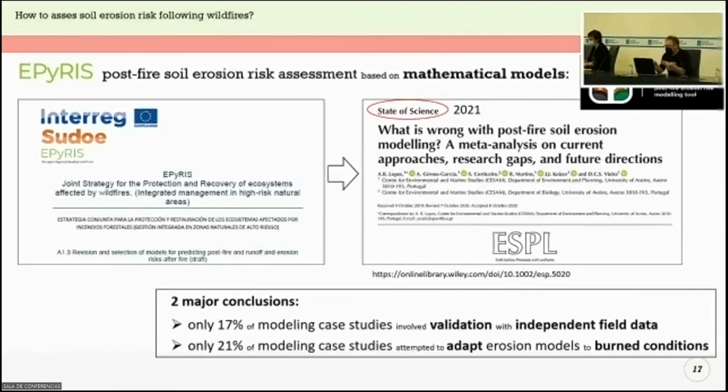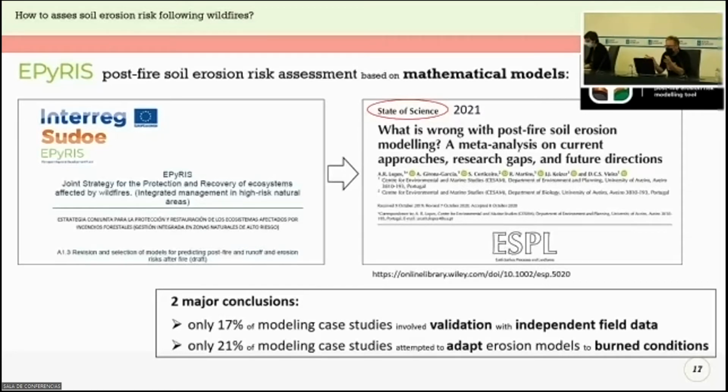And what I want to bring here are the 2 major conclusions of this paper. The first is that only a very limited amount of the studies that are published actually do a validation of the model with independent data. I won't explain in detail, but basically this says that the robustness and the reliability of the predictions is more or less limited. There is clearly a lack of data to have a full, complete evaluation of the model.